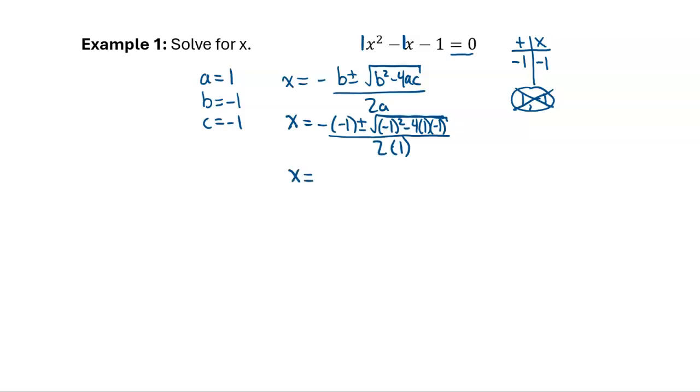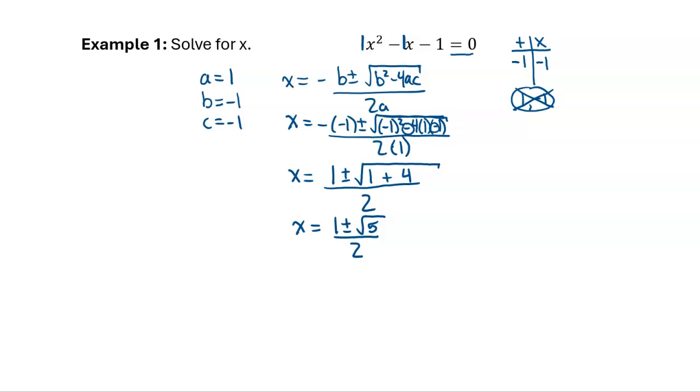So now we're going to simplify this a little bit. Negative of negative 1 gives me positive 1, plus or minus the square root, negative 1 squared is 1, and then negative 4 times positive 1 times negative 1, that's a positive 4. Look at the number of negative signs. If we have two negative signs, it makes it a positive. So this is adding 4 to the 1, and then we're going to divide by 2. Taking this one step further, we get 1 plus or minus the square root of 5 all over 2.